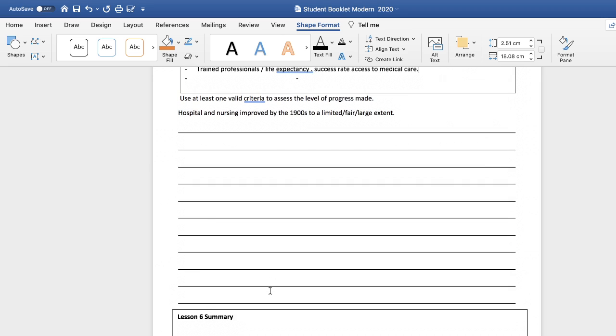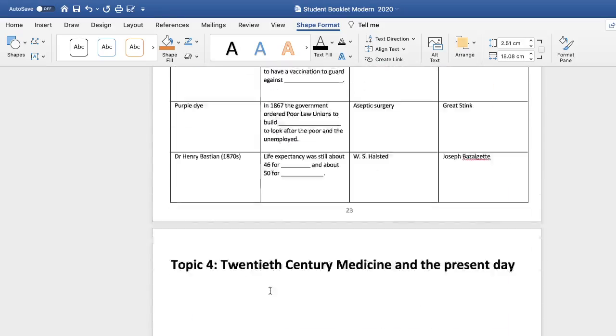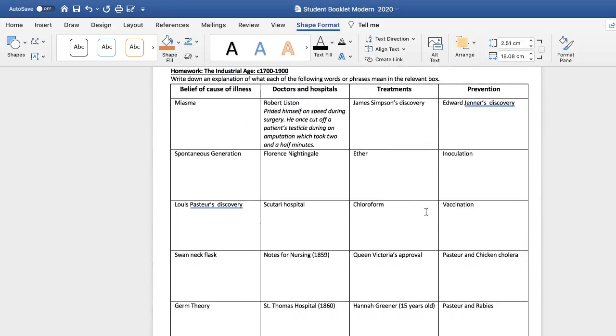And once you've finished that, you are done. The last section over here is just the knowledge grid. You can use it as a revision tool for your review, and you would have been set a review homework online for your industrial one. And that's it for the industrial period.